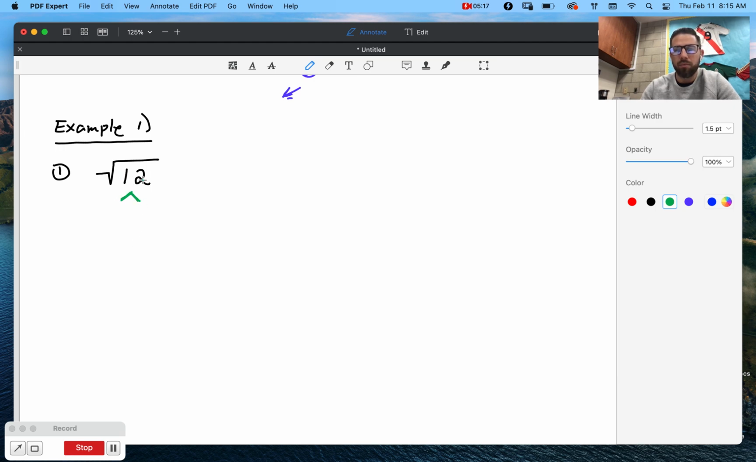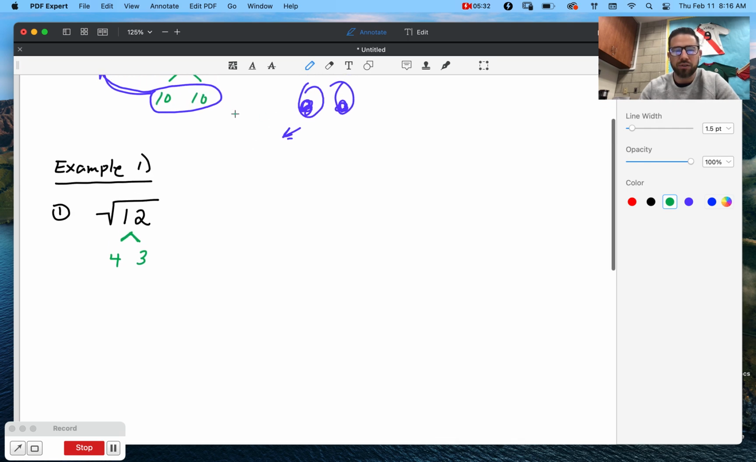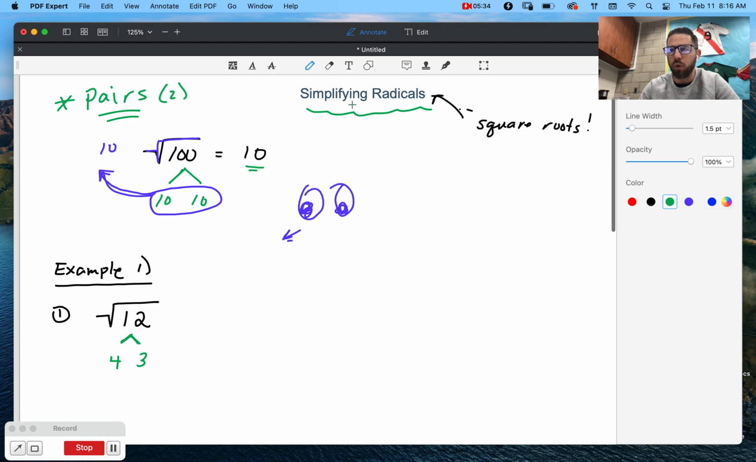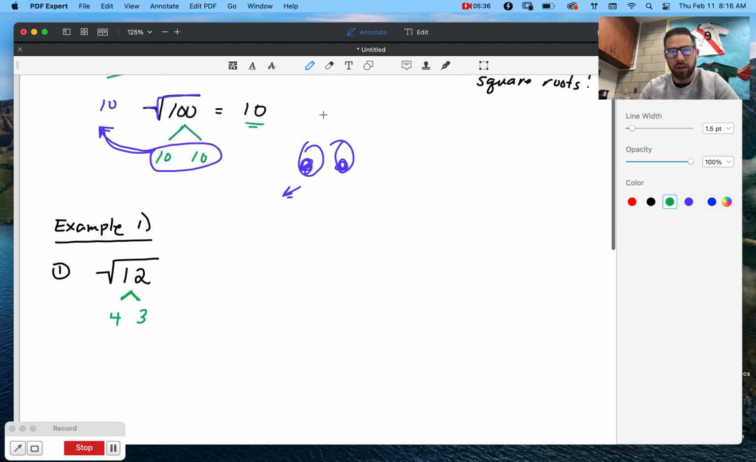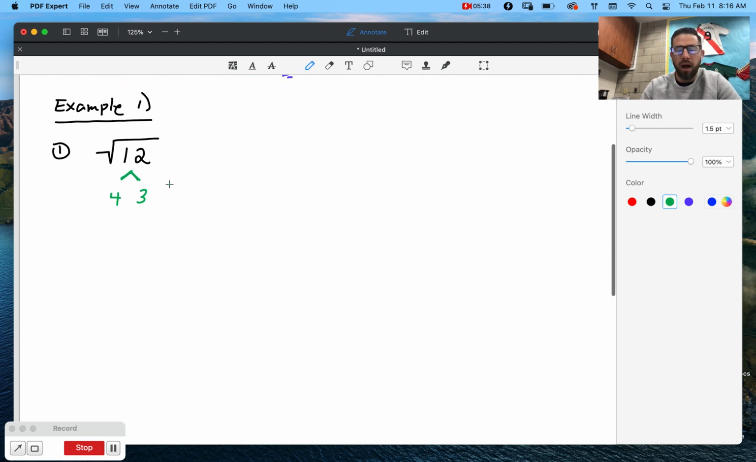Now, what times what is 12? Some kids will say 4 times 3. Some kids will say 6 times 2. Either way works. So I'm going to do 4 times 3 because I like 4s and I like 2s. Okay, for this kind of exercise with simplifying radicals, I like 4s. I really like 4s. But that doesn't mean 6 times 2 won't work. So anytime that you break something down, cross it out and just trust me, do it.